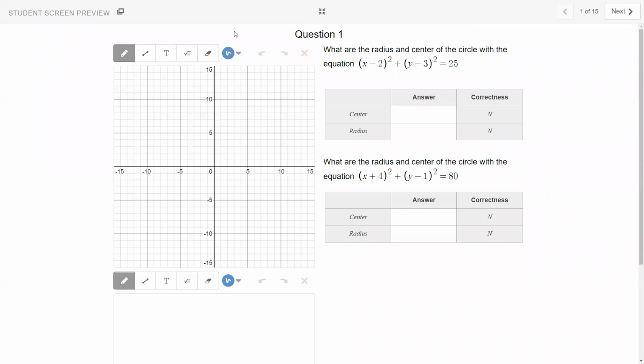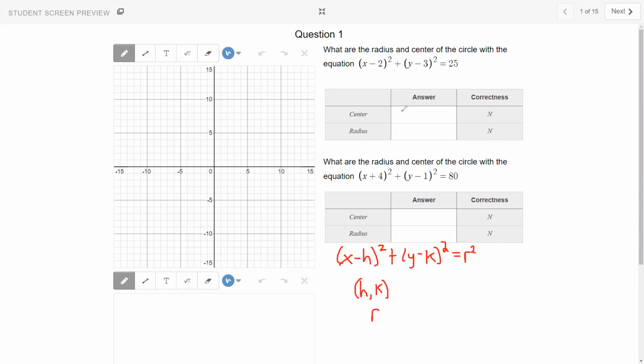Number one here, we need to look at the equation of a circle. So the equation of a circle is (x minus h) squared plus (y minus k) squared equals the radius squared, right? So on this one, (h, k) is your center, h comma k, that's your center, and then r is your radius.